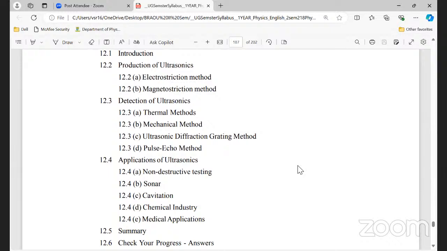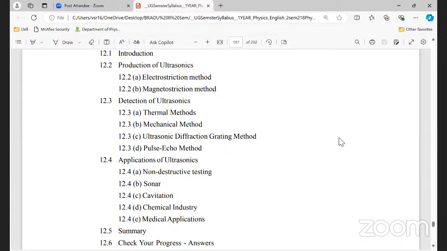Two methods are there: the electrostriction method and the magnetostriction method. Out of these two, 100% one question is going to be given to you. If the examiner gives any question from ultrasonics, it will be from 12.2a or 12.2b, the electrostriction method or the magnetostriction method. That means how we are going to produce the ultrasonics.